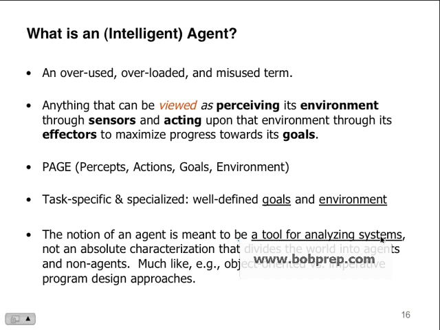So the notion of the agent is meant to be a tool for analyzing systems, not as an absolute characterization that divides out the world into agents and non-agents. So you can't take the entire agent concept and apply it to the general world and label everybody as an agent or not an agent. We have agents. In fact, in our normal day-to-day life, we deal with a lot of agents. And we don't even think about it until you actually start defining an agent. And I'm going to go through some of those agents in a few minutes here.